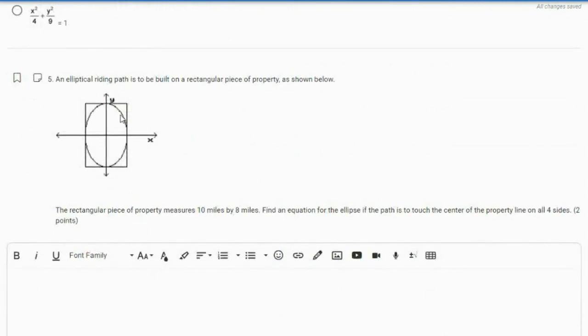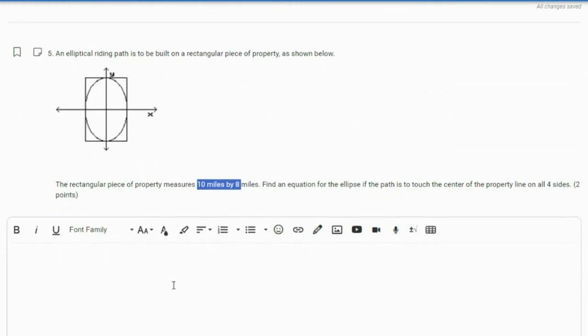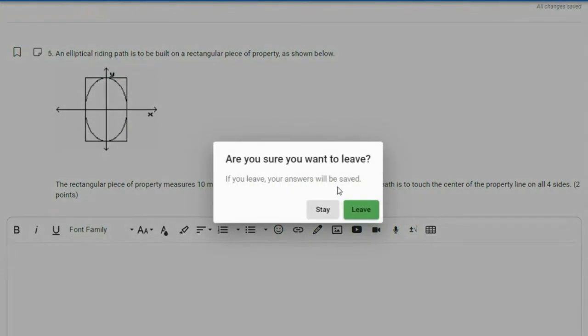And let's see, an elliptical riding path is to be built on a rectangular piece of property. Here's the measurements, 10 by 8, of that rectangular piece of property. Find the equation if the path is to touch the center of the property line on all 4 sides. So you know it's exactly 8 miles from left to right, and 10 from top to bottom. So it gives you the dimensions. Find the equation. That's it, 5 problems.